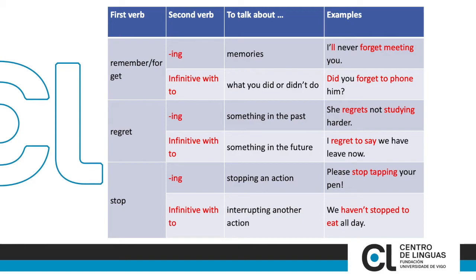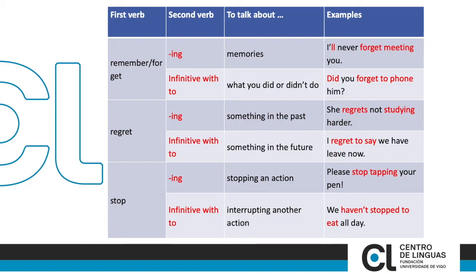Remember. If it's followed by a verb plus ing, then we're talking about memories. I'll never forget meeting you is the example. But if it's followed by a verb in the infinitive form with to, then we're talking about what you did or didn't do. Did you forget to phone him? We're looking at the verb forget and remember. Did you remember to phone him? Did you forget to phone him? We're talking about what you did or didn't do.